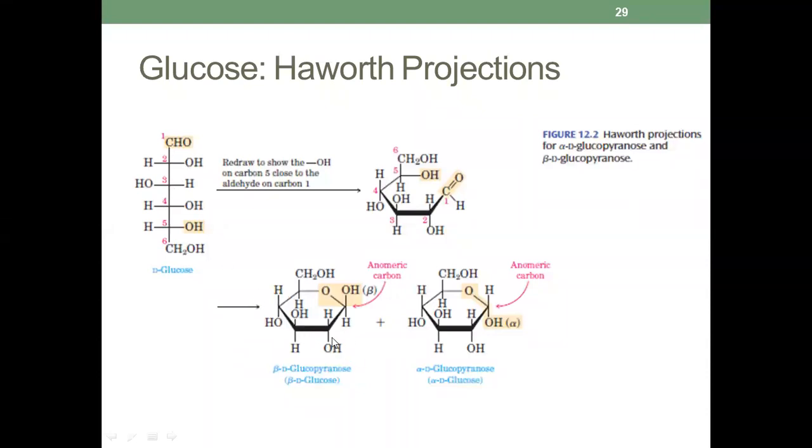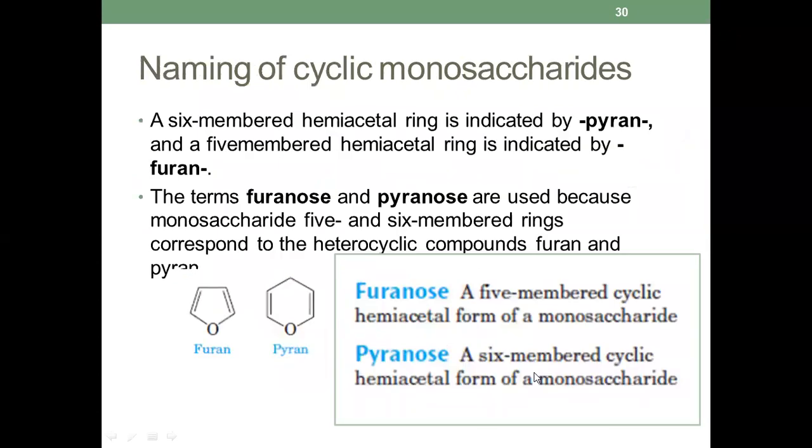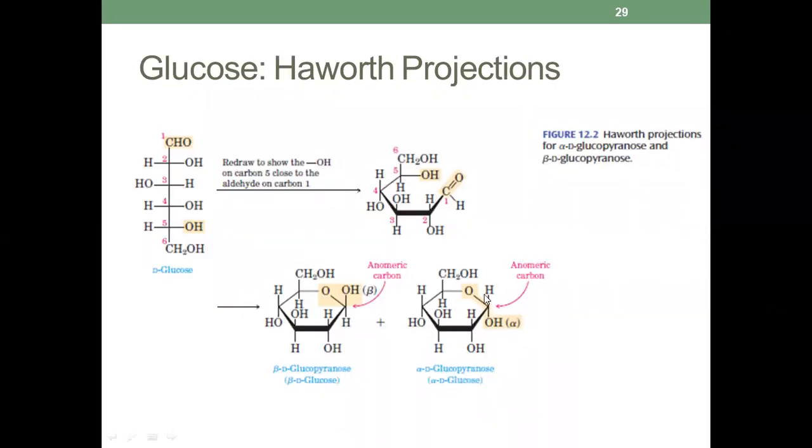In carbon 2, no, this is our carbon 2. You have down, up, down, up, down. Of course, the fifth carbon is the one used to form the cyclic form here. This is the sixth. And the anomeric carbon can either be a beta if it's written up, or an alpha if it's written down. Okay. So in naming cyclic monosaccharides, a 6-membered hemiacetal, what we have here is the hemiacetal.